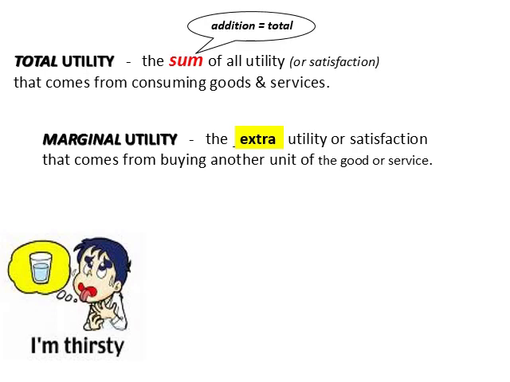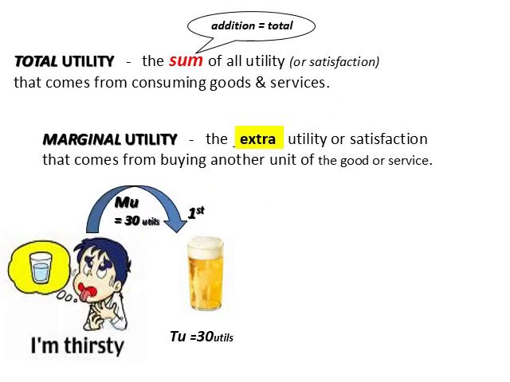So we've got this guy, he's thirsty. What does he do? He has a drink. He has his first glass of beer, and let's say his total utility is 30 utils, or units of satisfaction. From having no glass of beer to having one, what is the change in total? It's 30 minus 0, which is 30. To calculate the marginal value, we simply take the total utility of the second unit from the first, or the first from 0. Before, he had nothing, so he had no satisfaction or utility. He has one glass of beer and gets 30 units of satisfaction. So his marginal utility is 30.